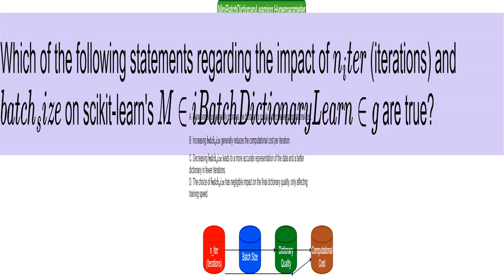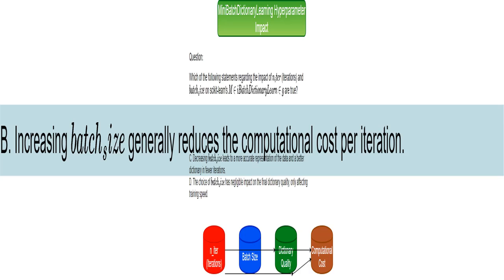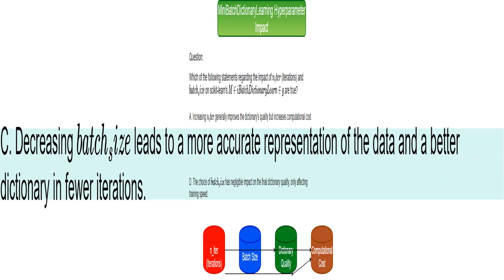I agree with this. More iterations give the algorithm more chances to improve the dictionary, but each iteration adds to the processing time. I'd agree here too. Larger batches mean fewer updates per iteration, making each iteration quicker. I disagree. While smaller batches might capture fine details, it doesn't guarantee a better dictionary faster. In fact, it often takes longer.